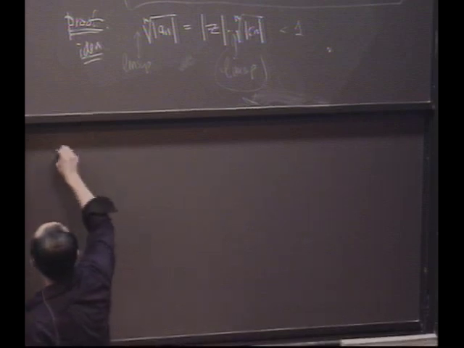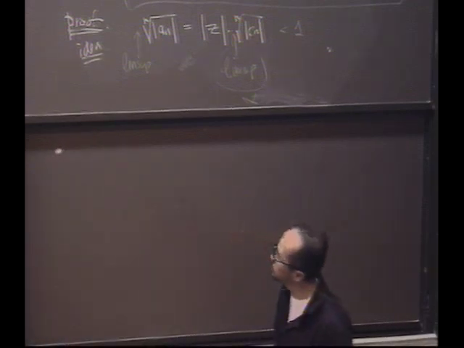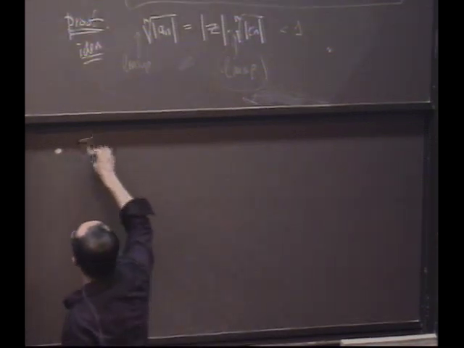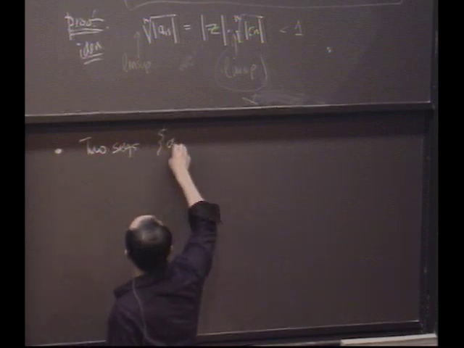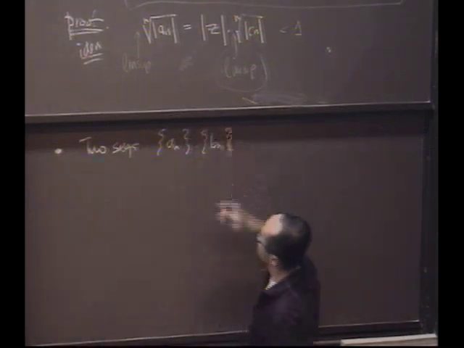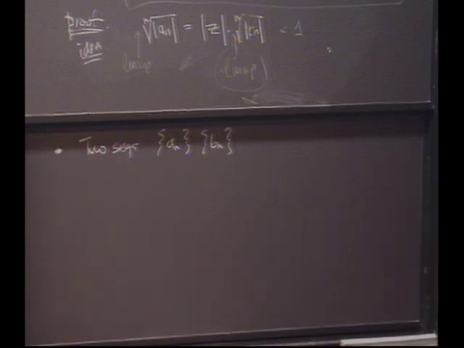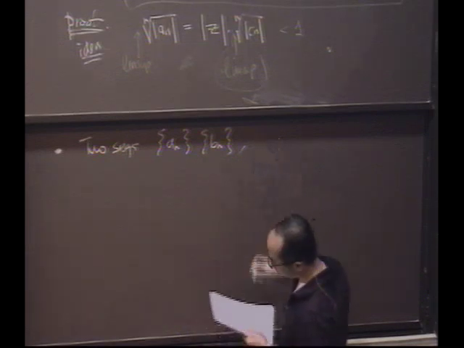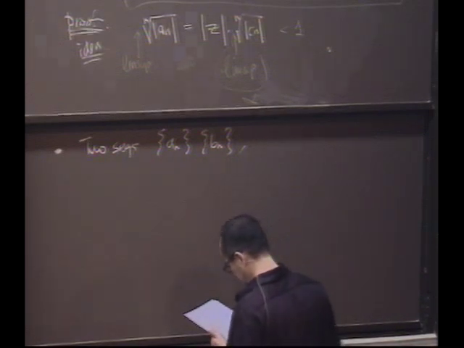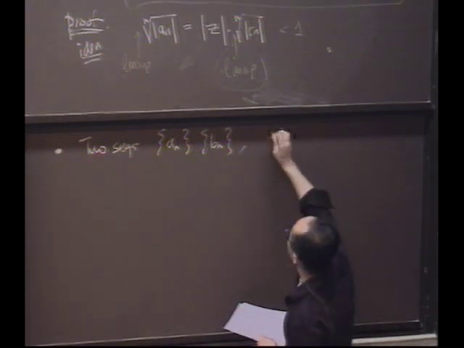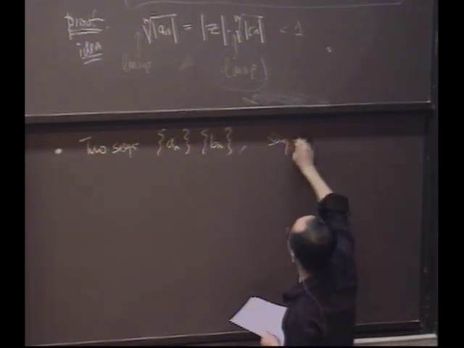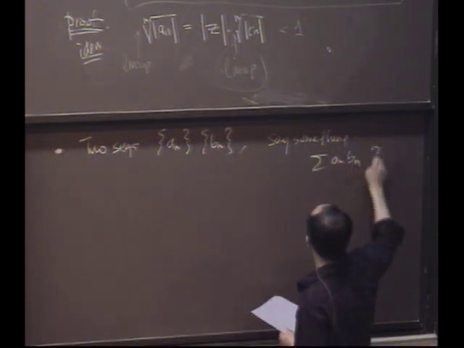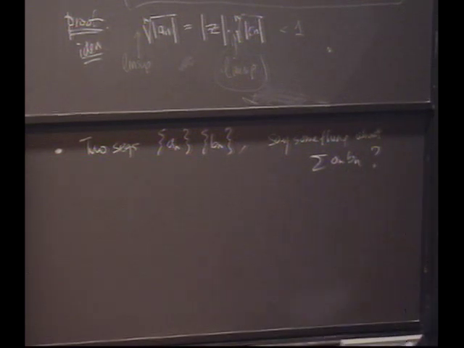Here's a question for you. Speaking of series, what if I have two sequences, a_n and b_n, and I want to know something about how to combine them and study them? So here's a question. What can I say about the sum of a_n b_n? Can I say something about the sum of a_n b_n? There's a question.